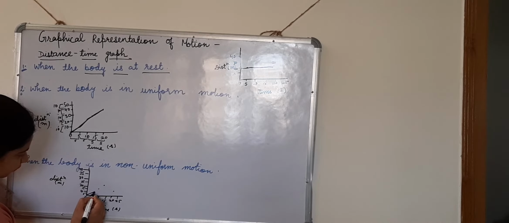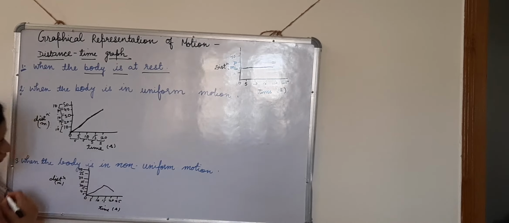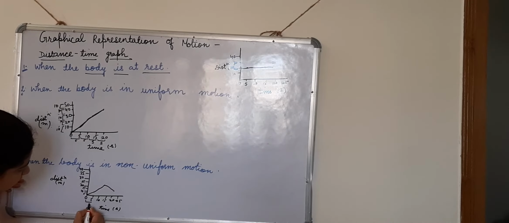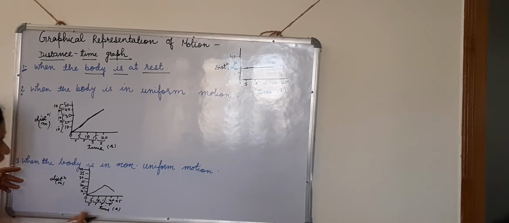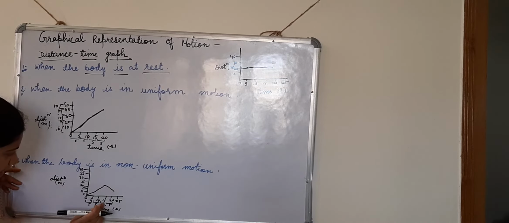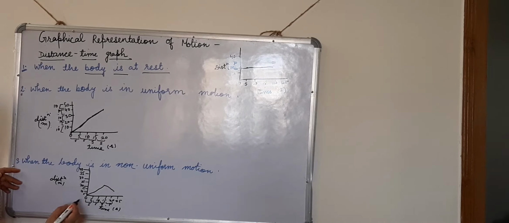See, here the time interval is first 5, 5 to 10, again 5, 10 to 15, again 5, 15 to 20, all the time the time interval is equal. But here, let's see the distance. First, the body had covered 10. Then the body had covered 10 more. Then the body had covered only 5.